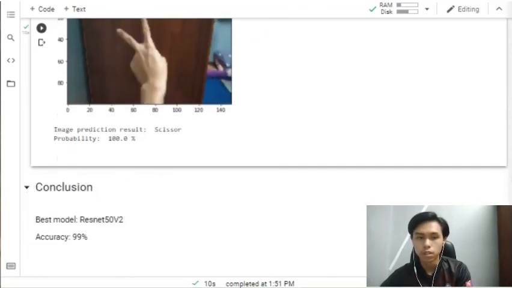So for the conclusion, overall, we find that the best model is ResNet 50 with an accuracy of 99%. That's all for me.